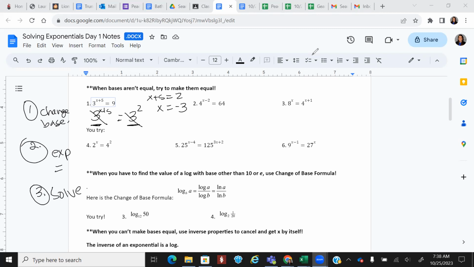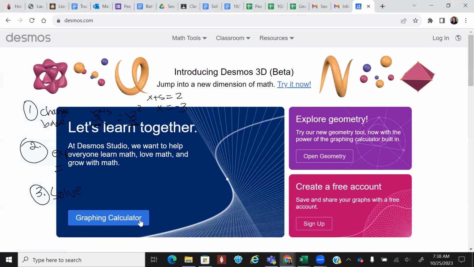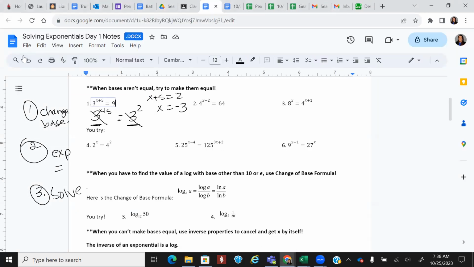Let's say we take 4. Can we raise 4 to some power to get 64? If we take 4 and we raise it to the 8th power, does that give us 64? Let's check. We go into Desmos and we say 4 raised to the 8th power. Does that give us 64? What about the 3rd power? Does that give us 64? Yes.